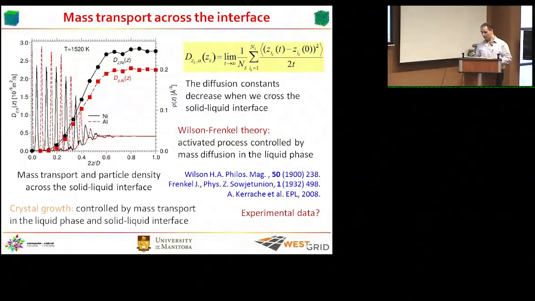So there is a theory that relates the crystallization to the diffusion in the liquid phase, which is called Wilson-Frankel theory. But this theory cannot explain the crystallization of binary systems because it doesn't take into account the slowdown of diffusion at the solid-liquid interface.